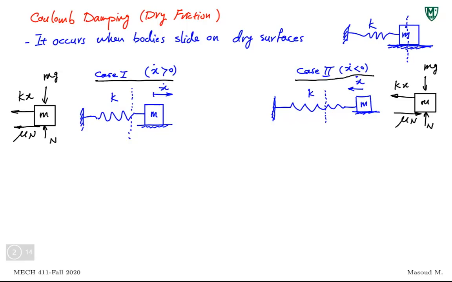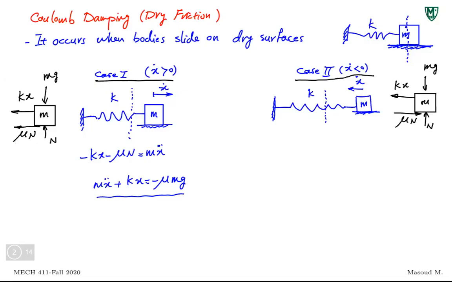Now if you write the equations, take the right as positive for all of these. The first one you'll get minus kx minus mu N equals m x double dot. Move things around, this becomes m x double dot plus kx equals minus mu N, and N is equal to mg, so I'll just put it here, minus mu mg. This is the first equation.